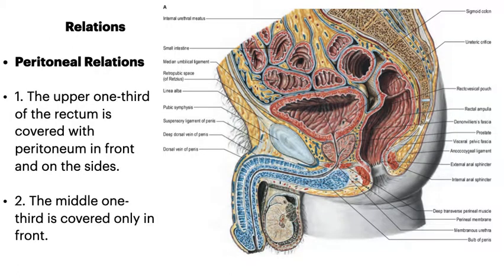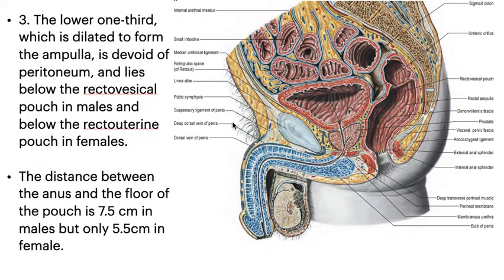Now coming to the relations. Firstly, let's talk about its peritoneal relations. Number one, the upper third of the rectum is covered by the peritoneum in front and on the sides. The middle part is covered by the peritoneum only in front, this middle part over here. Whereas the lower one third is dilated to form the ampulla and is devoid of peritoneum.